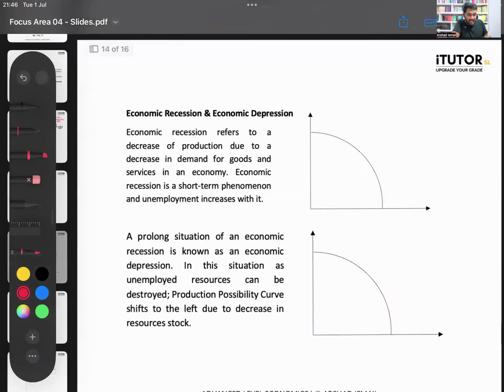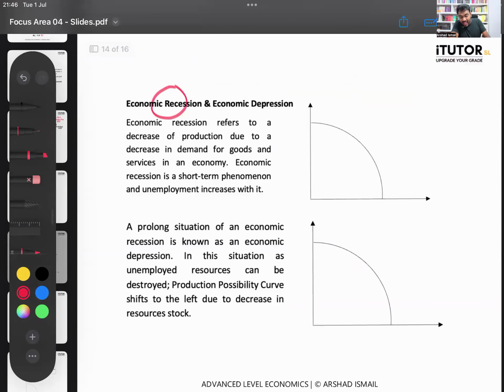A recession is a time period where the aggregate demand comes down. Aggregate demand means the total demand. We learned that in unit number 6. Right? Total demand for goods comes down. So when the total demand for goods comes down, what will happen to firms' production? Will they produce the same amount?